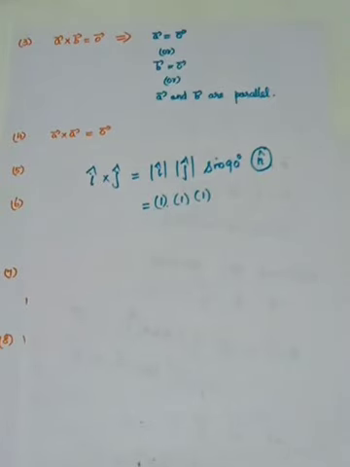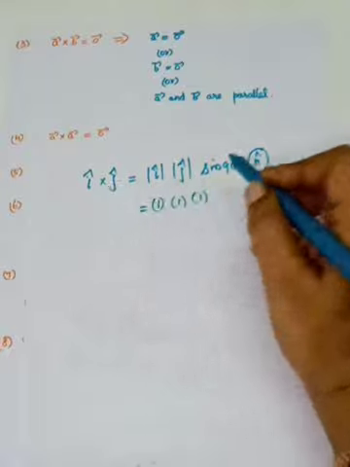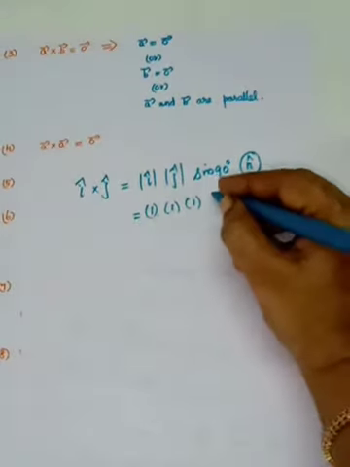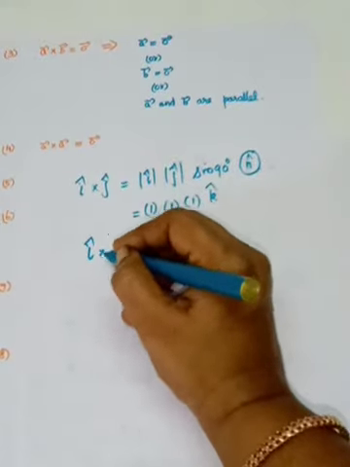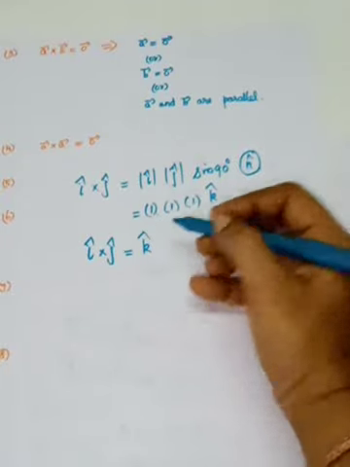So the z-axis is perpendicular to the x-axis and the y-axis. The unit vector acting along the z-axis is k cap. So here, I cap cross j cap, the unit vector normal to I cap and j cap, is k cap. Therefore, I cap cross j cap is equal to k cap.